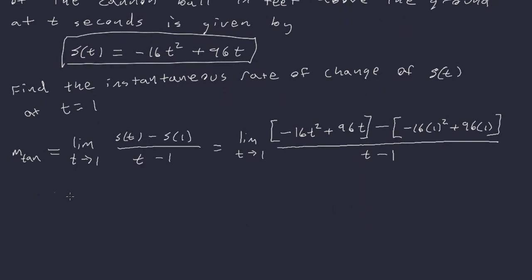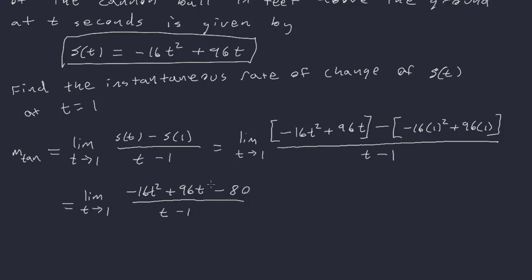Now this is possibly going to feel kind of funky, but once we get through this, I'll show another way to do this, which sometimes is simpler, sometimes maybe not. But what we're going to do is let's simplify this. So I'll get the limit as t goes to 1 of negative 16t squared plus 96t, and then this comes out to be 80, so we'll have minus 80 all over t minus 1.